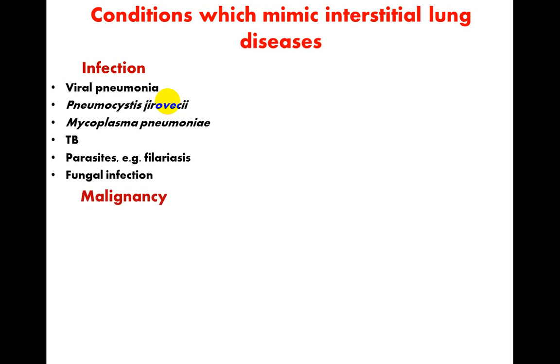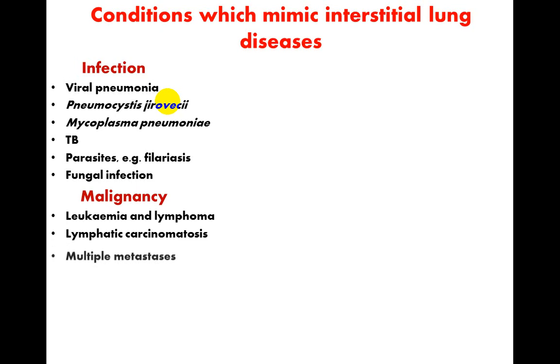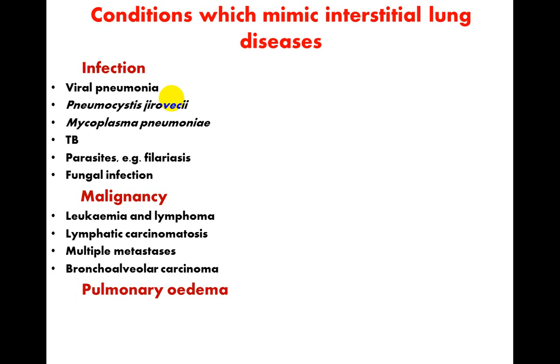Other differential diagnoses include malignant diseases like leukemias, lymphomas, lymphatic carcinomatosis, multiple metastases, I mean secondaries, and bronchoalveolar carcinoma. As I mentioned in previous lectures, bronchoalveolar carcinoma is a type of bronchogenic carcinoma, and it mimics pneumonia on the chest X-ray. Now it might also mimic the radiological features of interstitial lung disease. Other differential diagnoses of interstitial lung disease are pulmonary edema and aspiration pneumonia.